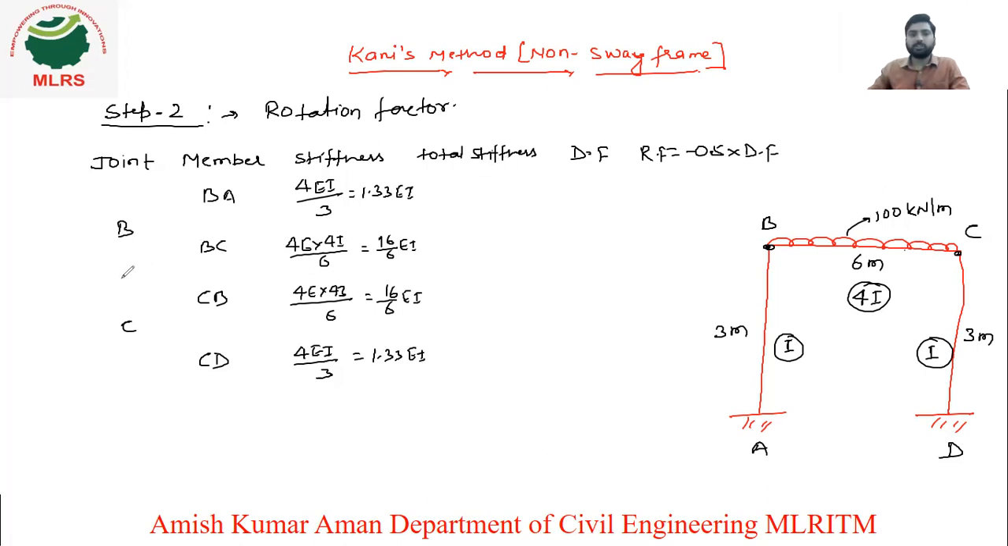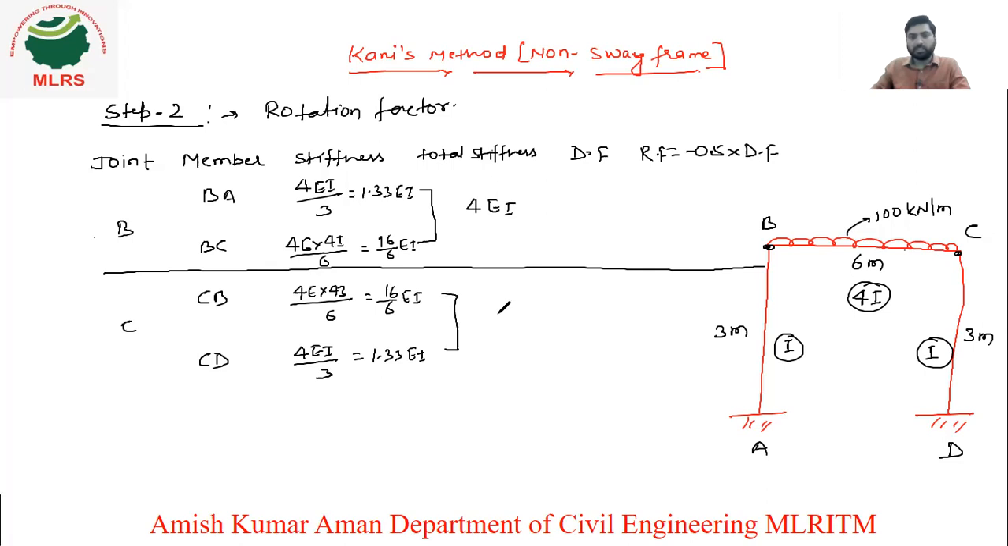Now total stiffness. Total stiffness means the sum of the stiffness at the joint. So whatever the joint is, take B joint. At this joint, take the sum of these two. If you add this, you will get 4EI. From here also, you will get 4EI.